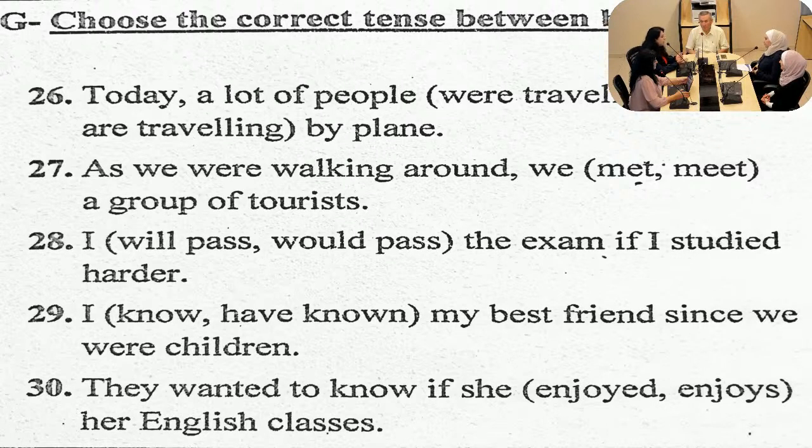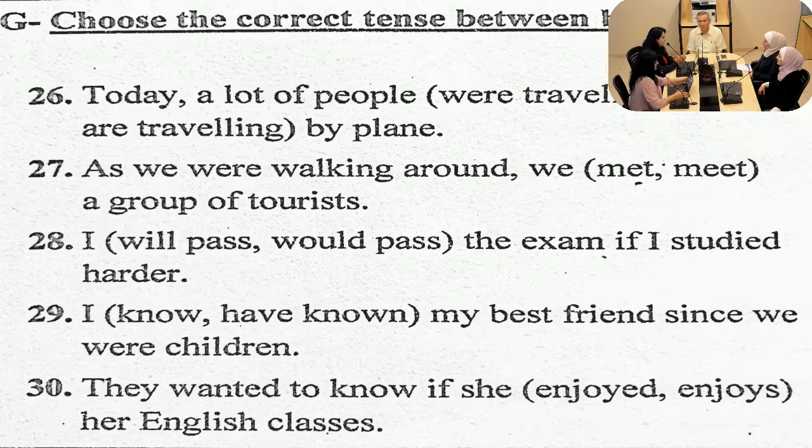Now, students can see that things are not very complicated, they are clear. Because we have today, it's obviously present, so are traveling. As we were walking around, again we have past, so we met a group of tourists. Here we have an interruption. I will pass or would pass the exam if. Here we have an if case. This is a second conditional. Because we have if I studied, in the simple past, the first part should be would pass the exam.